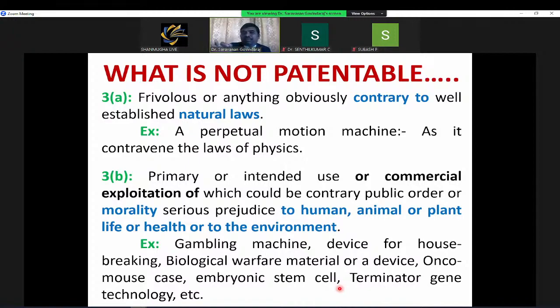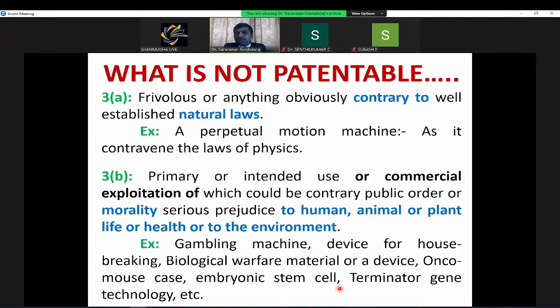So if your invention falls under any of the sections of 3 and 4, or their subdivisions, then that particular product or process is non-patentable. According to Section 3A, anything obviously contrary to well-established natural law is not patentable. We mentioned this in the initial criteria too. When it opposes natural laws, we can't get patents. A simple example is perpetual motion machines.